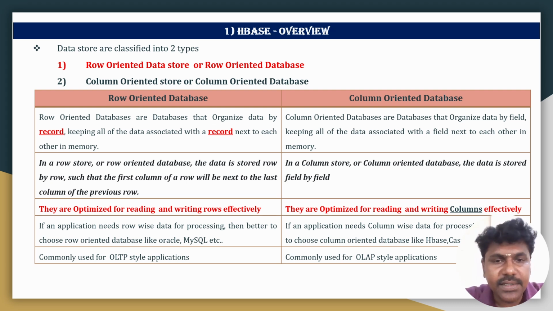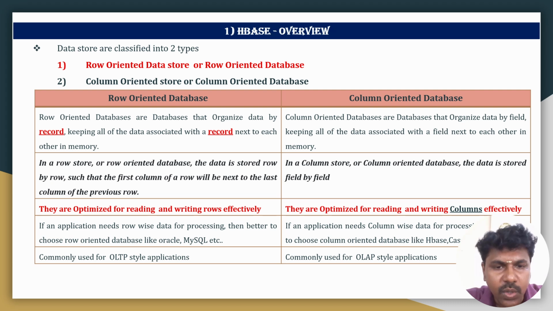So in HBase, the data stores are classified into two types. One is the row-oriented data store, or row-oriented database, and the other is the column-oriented store, or column-oriented database. The main difference between row-oriented and column-oriented databases is that row-oriented databases organize data by record, keeping all of the data associated with a record next to each other in memory. Whereas column-oriented databases organize data by field, keeping all of the data associated with a field next to each other in memory.